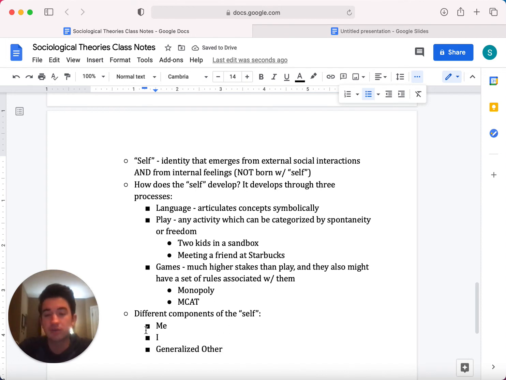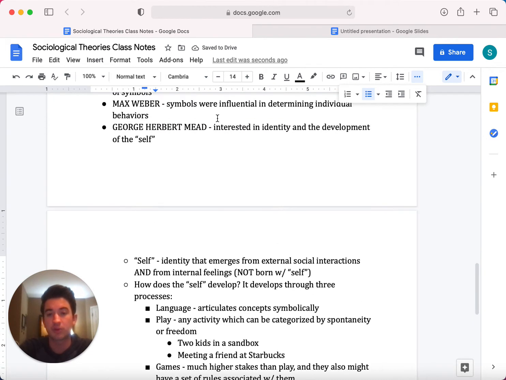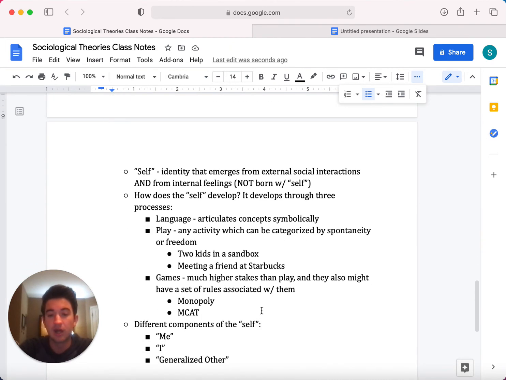I'm going to put all of these in quotation marks because these are all things that Mead kind of made up. So if you ever see me, I, generalized other, these are all terms that you want to associate with George Herbert Mead's theory of the self. Don't get them confused with the id, the ego, the superego that Freud talked about. These are different. This pertains specifically to George Herbert Mead. So we'll go through each of these. I have a specific way that I remember these, and I'm going to share it with you guys, so hopefully it'll help you out a little bit too.